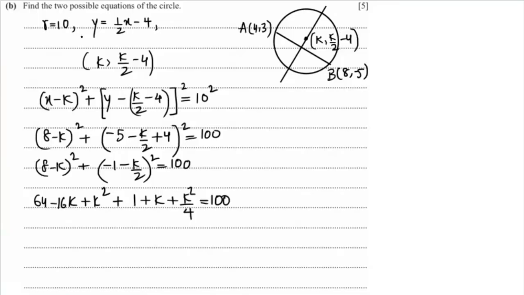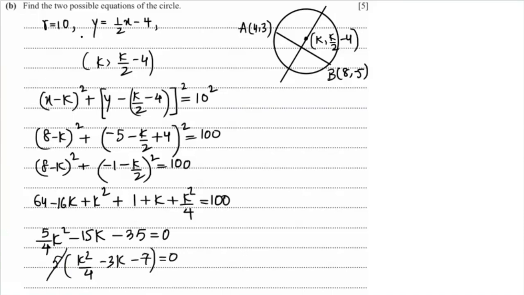So this will be 5 over 4 k squared minus 15k. This is a 64, and plus that is 65, so minus 100, that's going to be 65 minus 100, which is minus 35, equals 0. I know I can get rid of this 5. This is going to be k squared over 4 minus 3k minus 7 equals 0. If you multiply the whole equation by 4, I'm just trying to simplify it so I can factorize it easily. You can use a quadratic formula as well. This is going to be k squared minus 12k minus 28 equals 0.